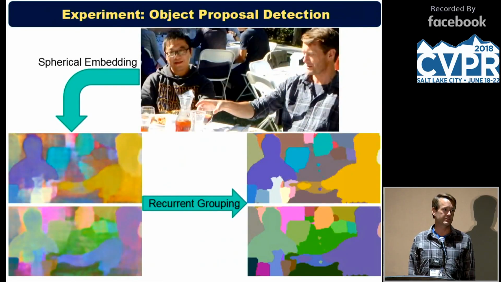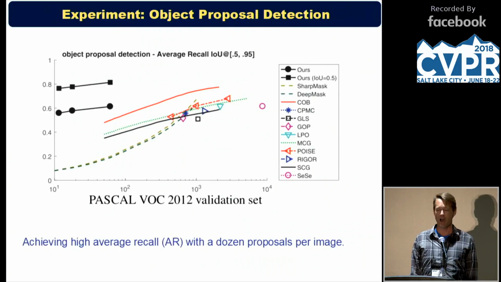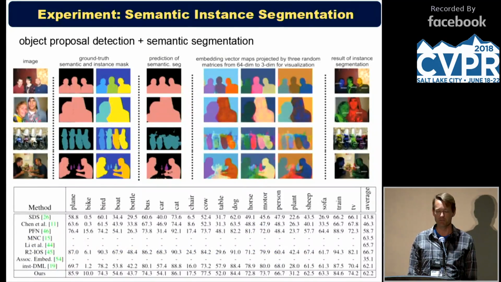The main results that we show are in the problem of object proposal detection, where we show that by embedding and performing this recurrent grouping, we can come up with very good object segments. So we evaluate this by looking at the overlap of these segments with ground truth object segments and show that with even a few dozen proposals produced by the system, we can achieve high levels of recall that do as well as bottom-up segmentation processes that might require hundreds or thousands of proposals to achieve similar accuracy.